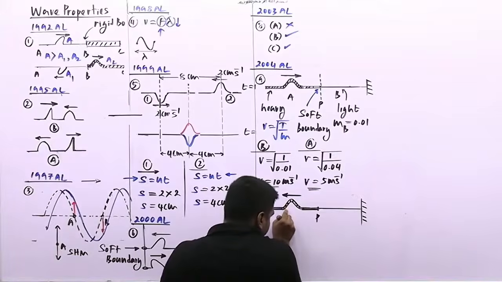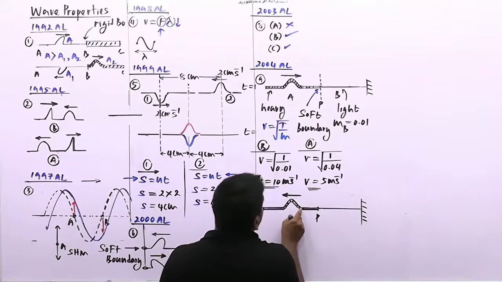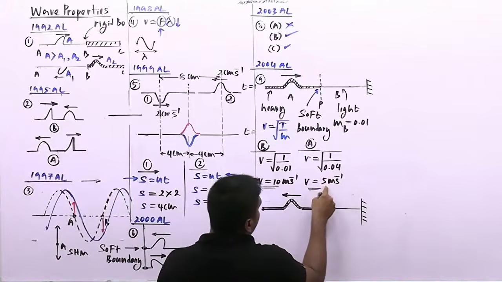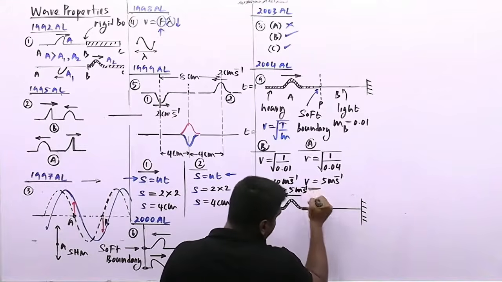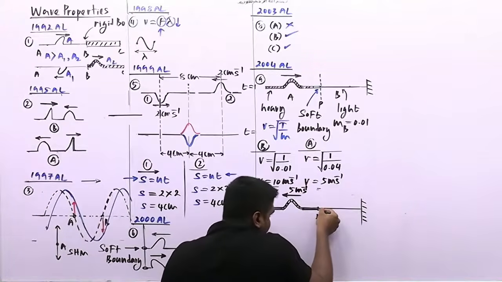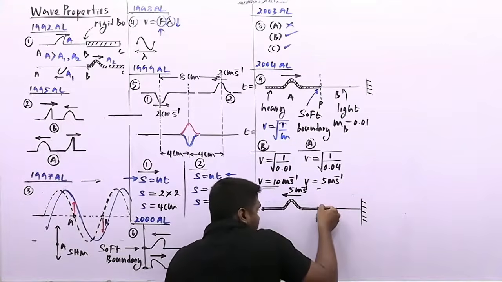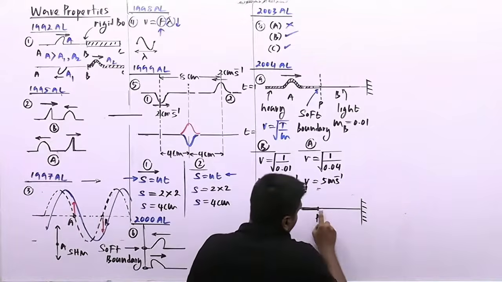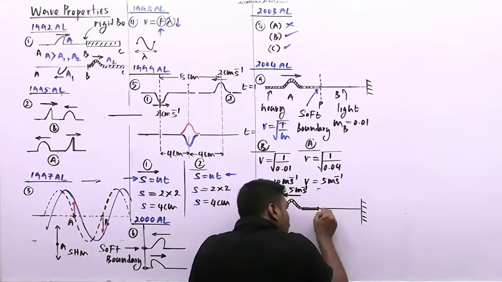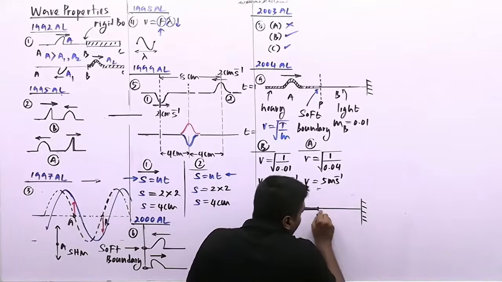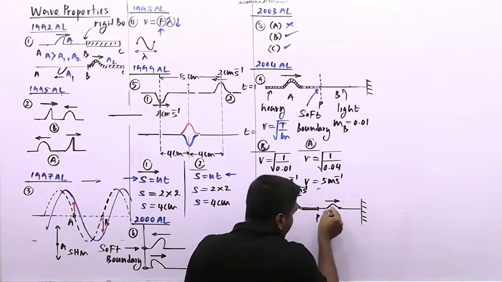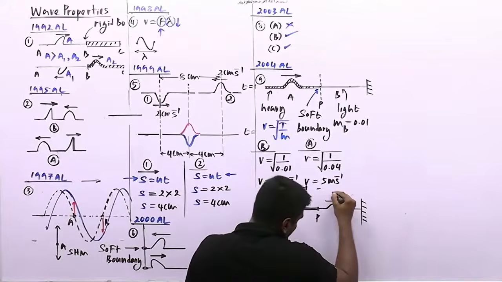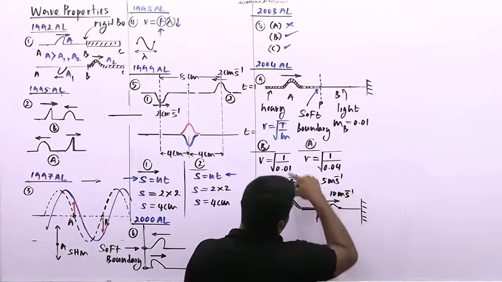What is the speed of the reflected wave pulse? That is 5 ms minus 1. Also, if you remember, I explained that during the reflection, a small wave pulse propagates through the light string too. Just after the reflection at the soft boundary, a small wave pulse propagates through the light string to the right side direction, with a speed of 10 ms minus 1. This is the overall idea.